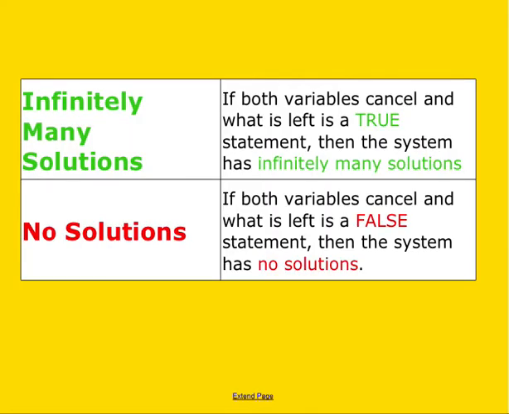So let's take a look at infinitely many solutions. If both variables cancel and what's left is a true statement, then it has infinitely many solutions. This is the same as substitution. Same thing with no solution. If both the variables cancel and what is left is a false statement, then the system has no solutions.